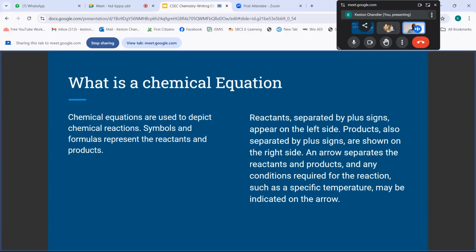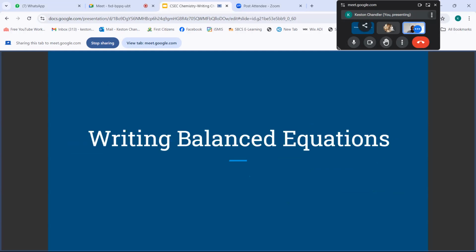Now, when we write our chemical equation, similar to maths, we have a left-hand side and a right-hand side of the equation. Instead of an equal sign, we use an arrow. So the reactants are separated by plus signs, and they appear on the left-hand side of the equation. The products are also separated by plus signs if there are multiple products, and they're shown on the right-hand side of the equation. The arrow replaces the equal sign that we usually use in maths, and that separates the reactants from the products. It also may include any conditions that are necessary for the reaction to occur, right? This could be in terms of temperature or a particular type of pressure or a catalyst to speed up the reaction, right?